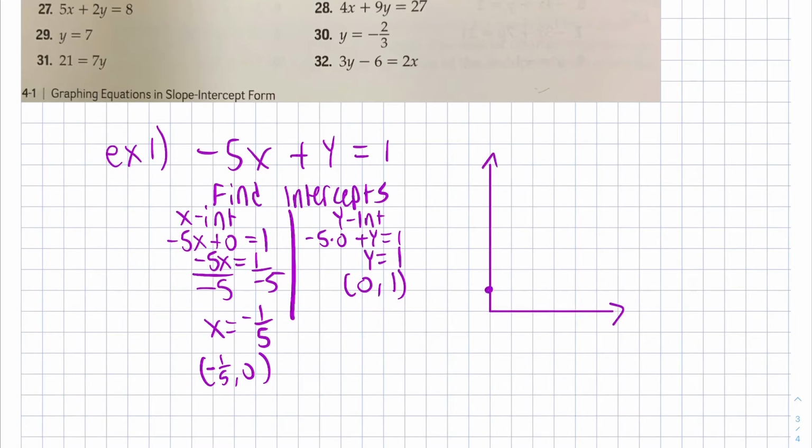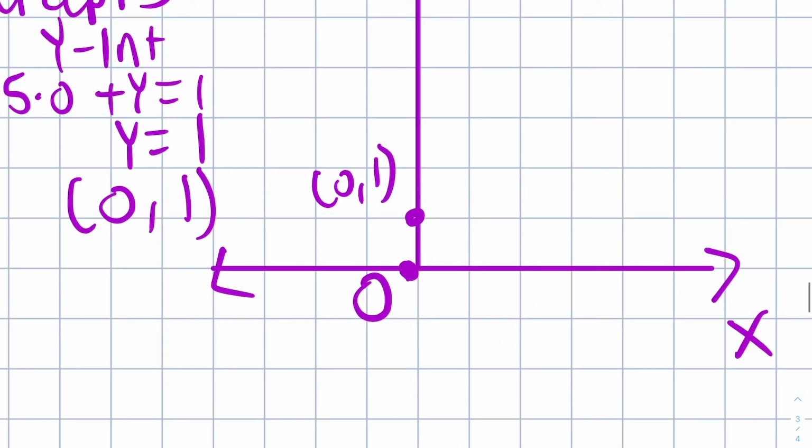We need 0, 1. We need the origin, we need the x-axis, and we need some negative numbers. Negative 1/5. So it's around there. Let me zoom in so I can get my line nice and good.